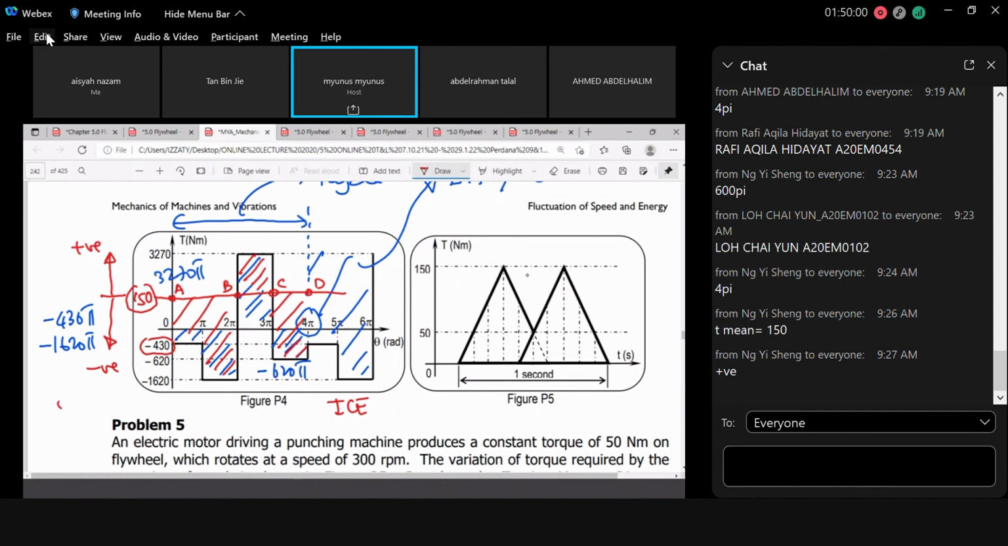So this one is 585, right? Plus this one, 150, and another one is 660. This one is 150, you have 1775. This one is negative. Yes or no? The top one, you have 3270 minus 150, you'll be getting what? 3120. This one is 3120 pi.